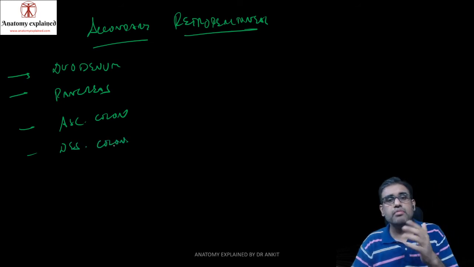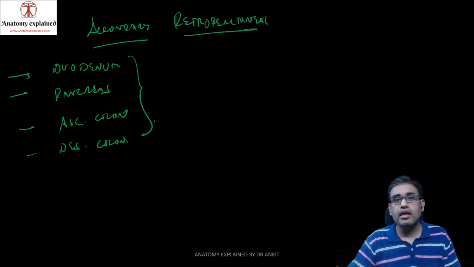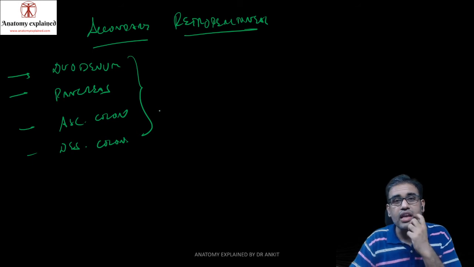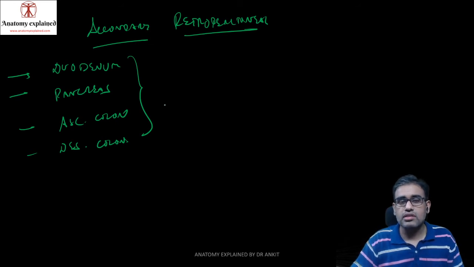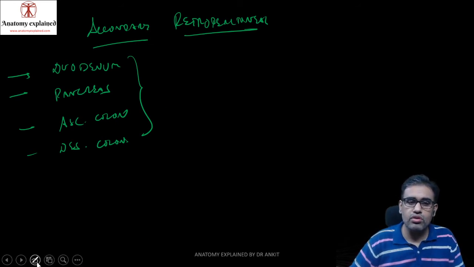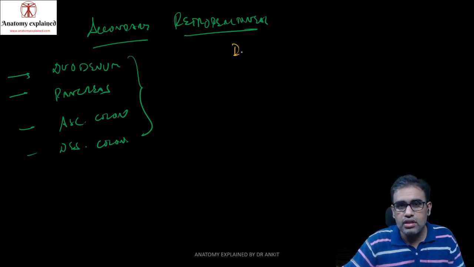Okay, normally these structures will be retroperitoneal, that is behind the peritoneum, but they will be lying slightly in front of the level at which you have the kidneys and the aorta and the IVC. These are your secondary retroperitoneal organs. Now whatever is left, that we need not memorize, falls under intraperitoneal organs.